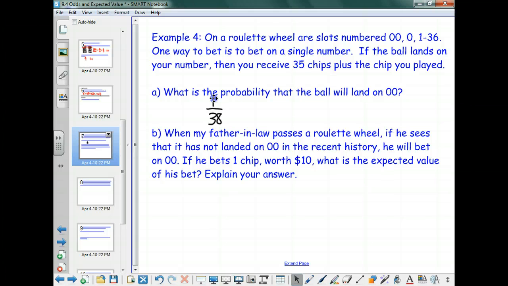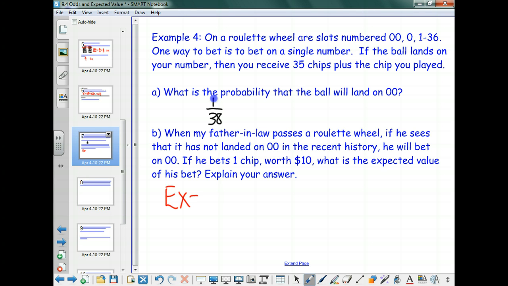My math mind says, all right. If he bets one chip, and that one chip is worth $10, what is the expected value of his bet? This is the question. So let me show you again how expected value works.